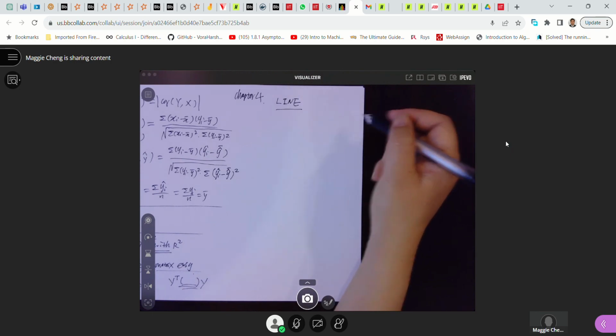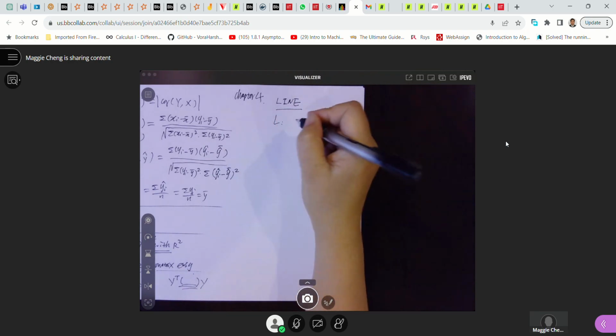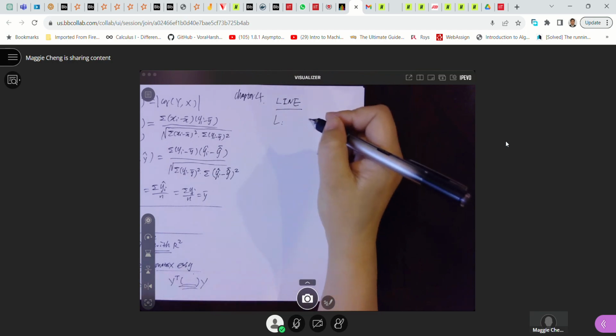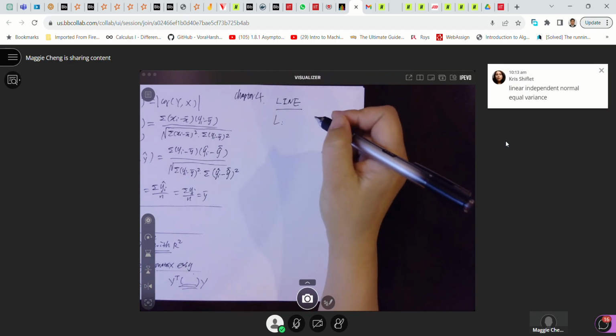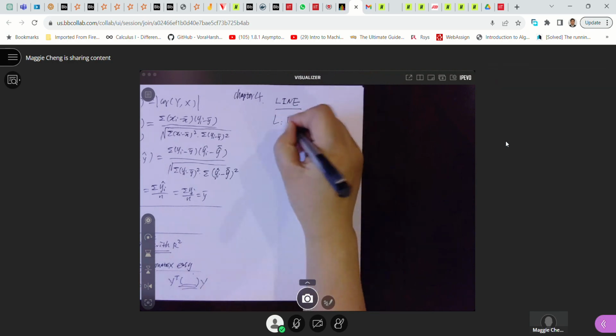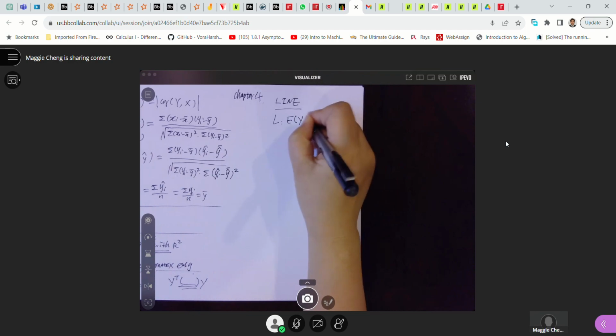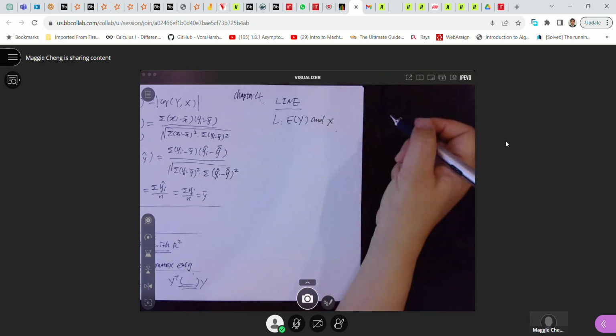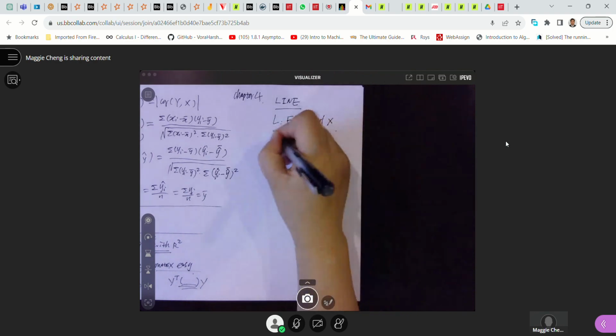L basically means there's a linear relationship between the mean response at x. You cannot say there's a linear relationship between y and x, but there's a linear relationship between the mean response, that is, between the E of y and x. What is I?